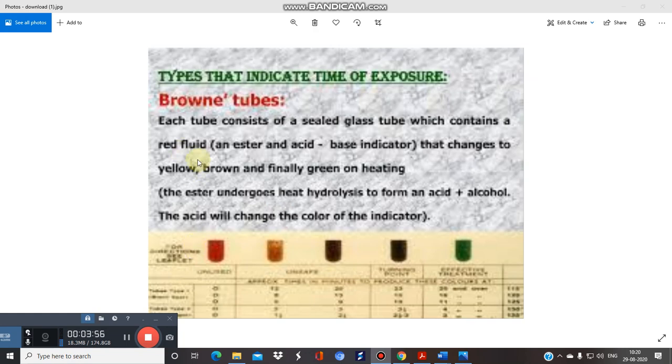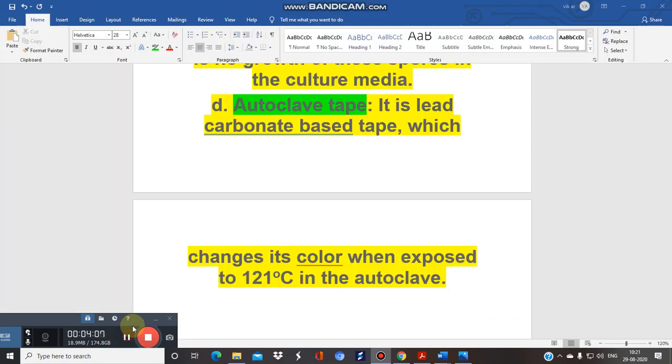Just see this. First of all, red fluid is added. Red fluid is in the Browne tubes, and then slightly it changes, ultimately to the green color. Okay, this is very simple.